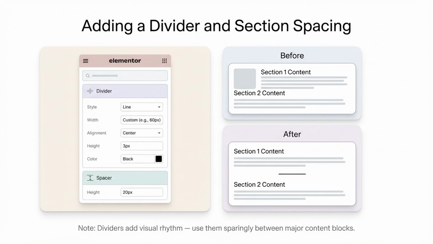Dividers are a simple but effective design element. They create visual separation between content blocks, giving the page a sense of rhythm and structure. In Elementor, search for the Divider widget and drag it between sections. Set it to a line style, center it, and keep it short, around 60 pixels wide, so it acts as a subtle accent rather than a full-width rule. Alternatively, a spacer widget just adds blank vertical space if you don't want a visible line.